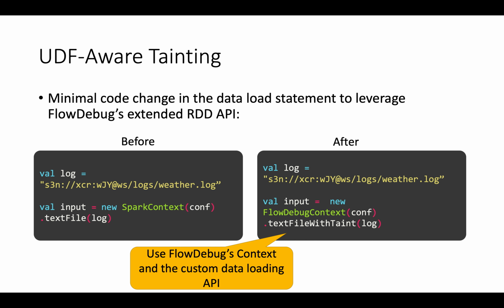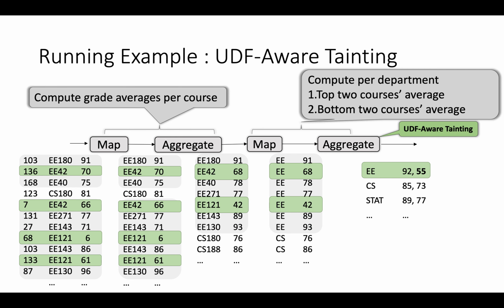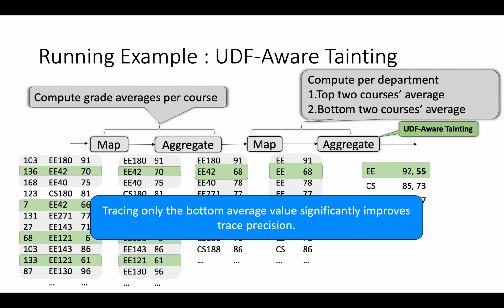required. To give an example of how this looks in practice, we recall that the provenance traits results in most of the inputs which are shown here. If we add UDF-aware tainting, we can specifically debug the 55 value within the EE output record and use it to significantly narrow down the size of our provenance. Many of the relevant records are removed from our trace, and our resulting input trace is actually roughly halved in this particular example. Thus, we find that tracing only the bottom average value can actually significantly improve the trace precision for our tool.